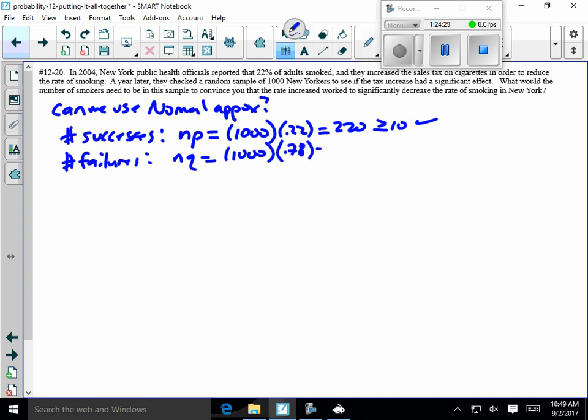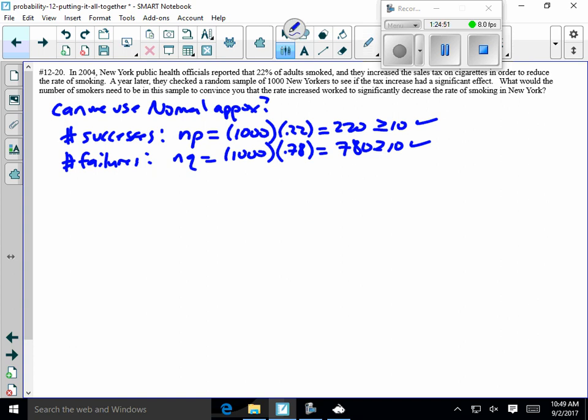78%, right? Which would be 780. It is 78, right? Okay. Yes, okay, 780, and that's also at least 10, so definitely that qualifies. We have a large enough sample here where no matter what the p-value is, even if it's far away from 0.5, the shape is going to be normal.